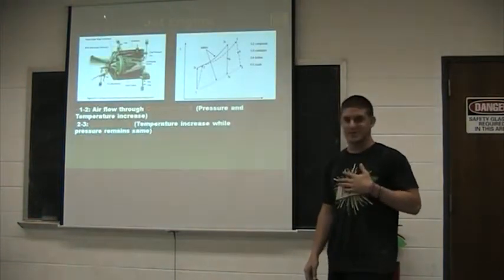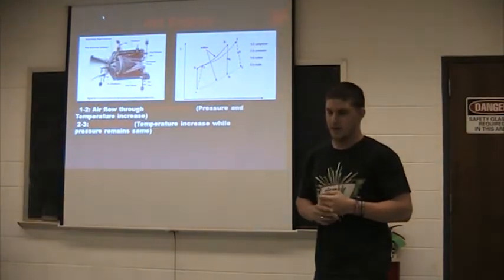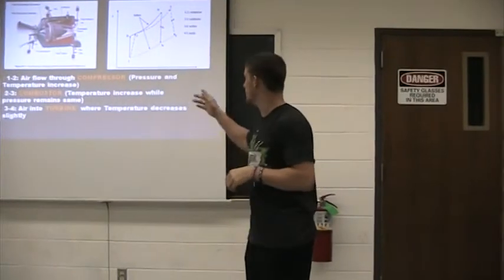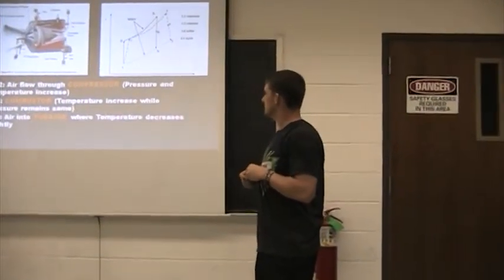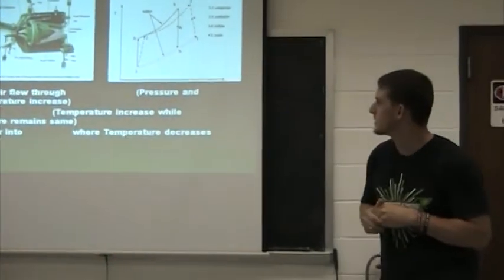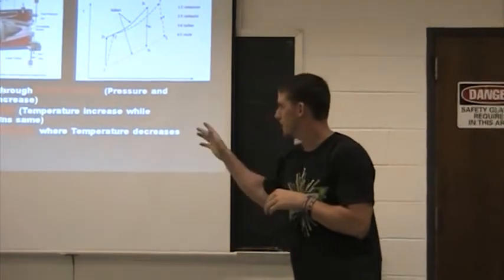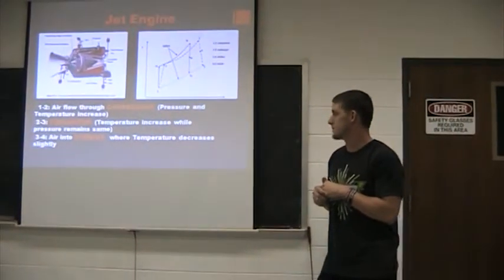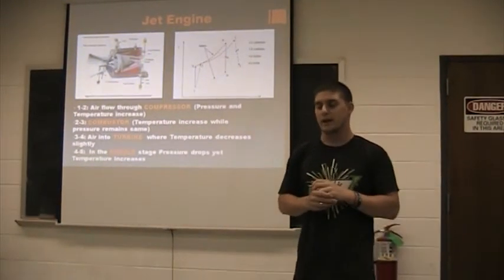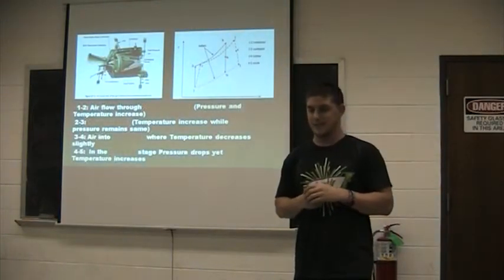Here we have two diagrams. One that's obviously in the lab manual, and then there's a corresponding TS diagram. As you can see, from 1 to 2, it goes through the compressor. Both pressure and temperature increase in this stage. Then from 2 to 3, it goes through the combustor. Temperature increases while pressure remains the same. And then from 3 to 4, it goes to the turbine, and that's when temperature decreases slightly.